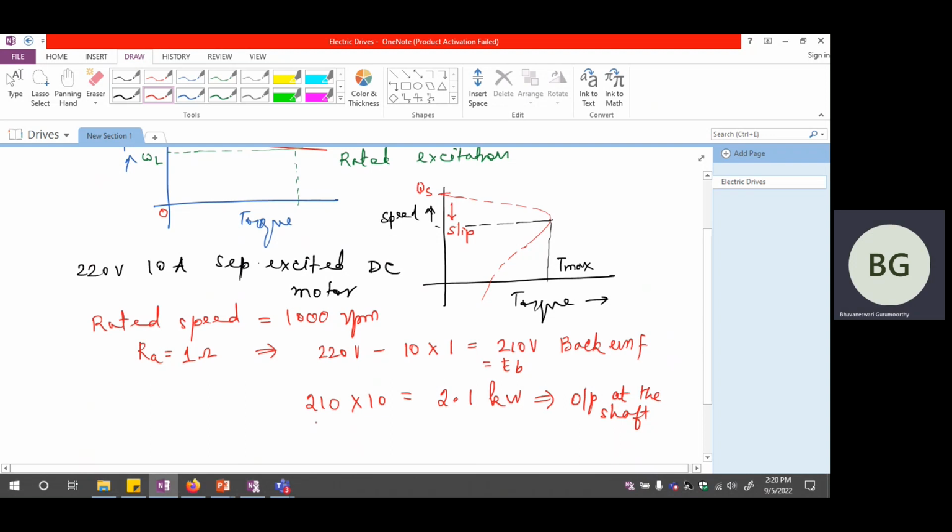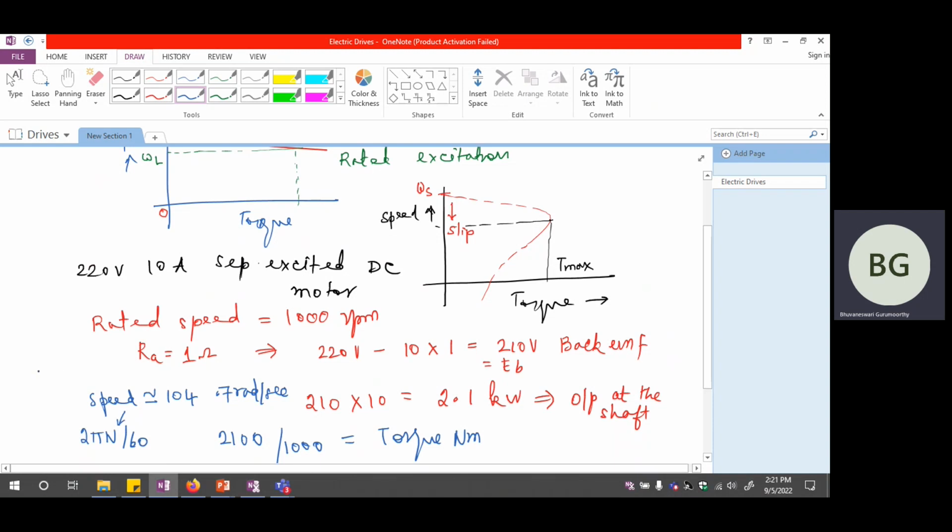So this 2100 watts, which is available at the shaft, divided by the speed, is essentially going to give me the torque in Newton meter. I cannot use RPM as such. I have to use the speed in radians per second. So speed in radians per second is about 104.7 radians per second. I'm sure you should know how to convert the RPM into radians per second. So that is basically 2 pi n divided by 60, where n is the speed in RPM.